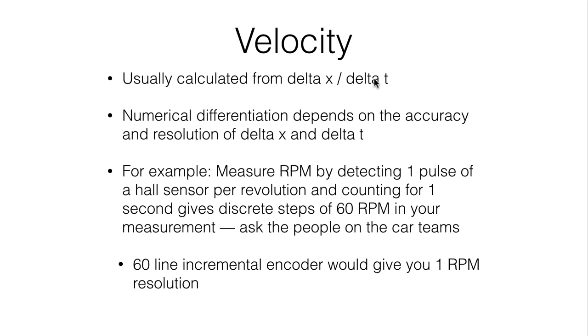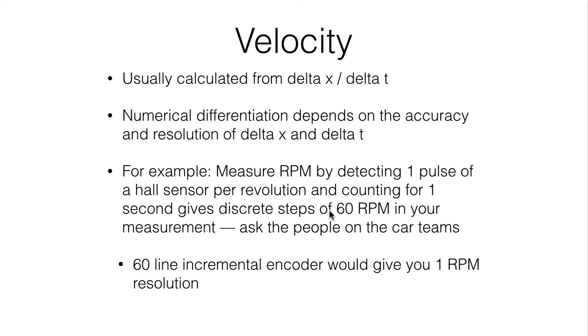As an example, you might measure the RPM of an engine by detecting a pulse from a Hall sensor every time the engine went around. If you count the number of pulses over the course of 1 second, that would be the number of revolutions in a second, and you would calculate the revolutions per minute by multiplying that by 60. So this counting approach, counting over the time of a second, gives you discrete steps of 60 RPM because you multiply the number of counts by 60. That's a fairly rough measurement if you've only got one count per revolution.